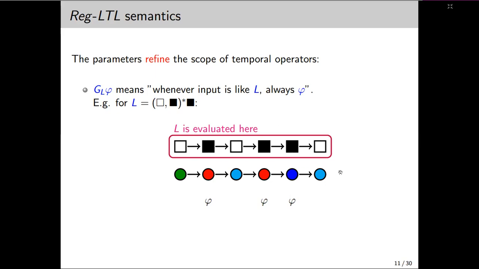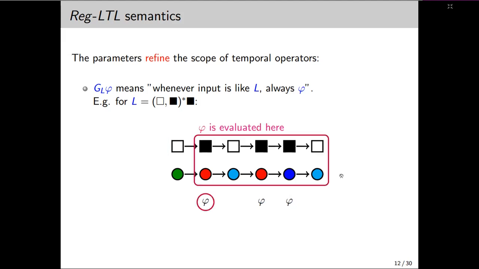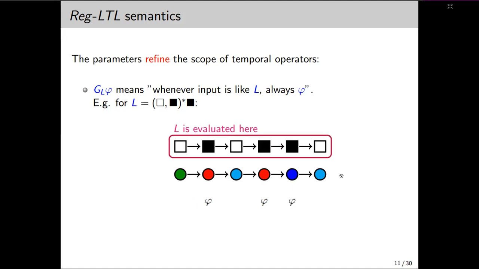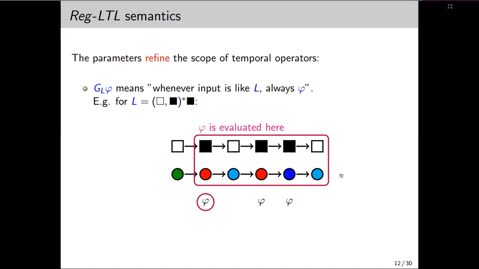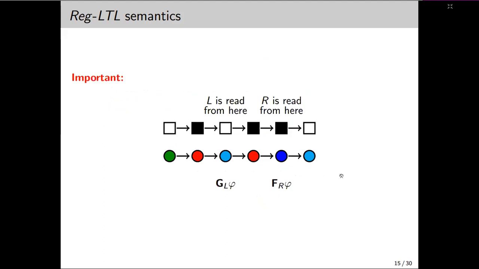The parameters are looking only at the upper sequence, while the formula phi itself may be a compound temporal formula, and it will be evaluated on both runs, on both sequences, so on the whole trace, starting from the point where we want to evaluate it. So this phi will be evaluated on this tail, and this phi will be evaluated on this tail. But the parameters reason only about the upper sequence.